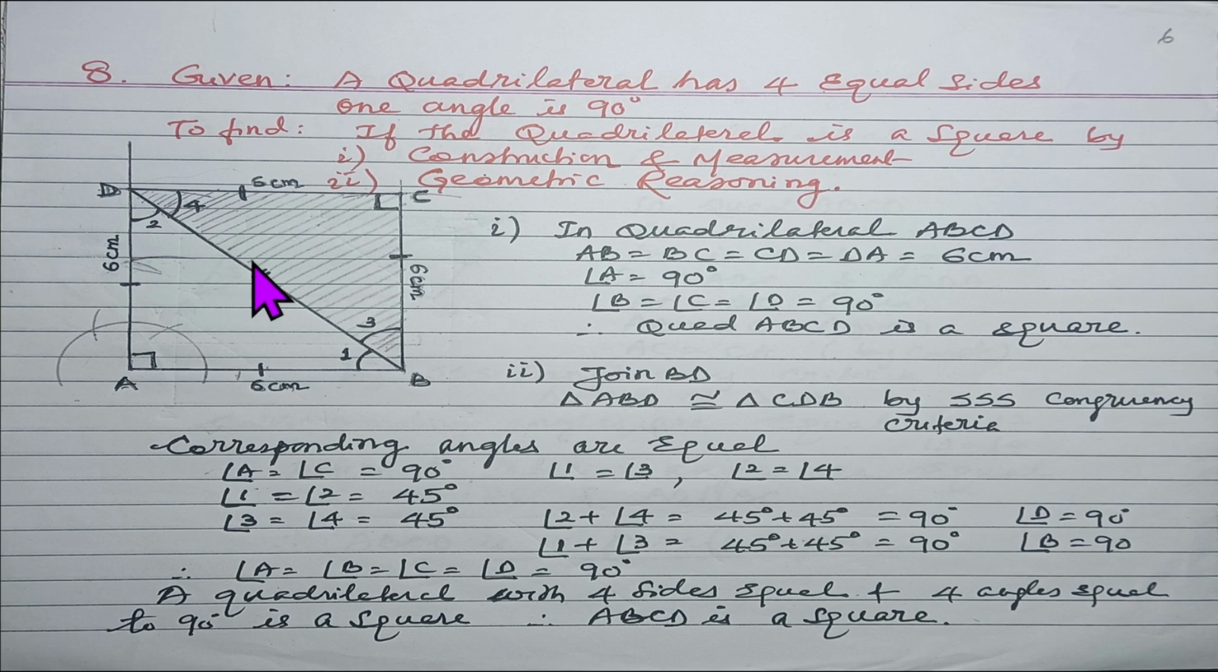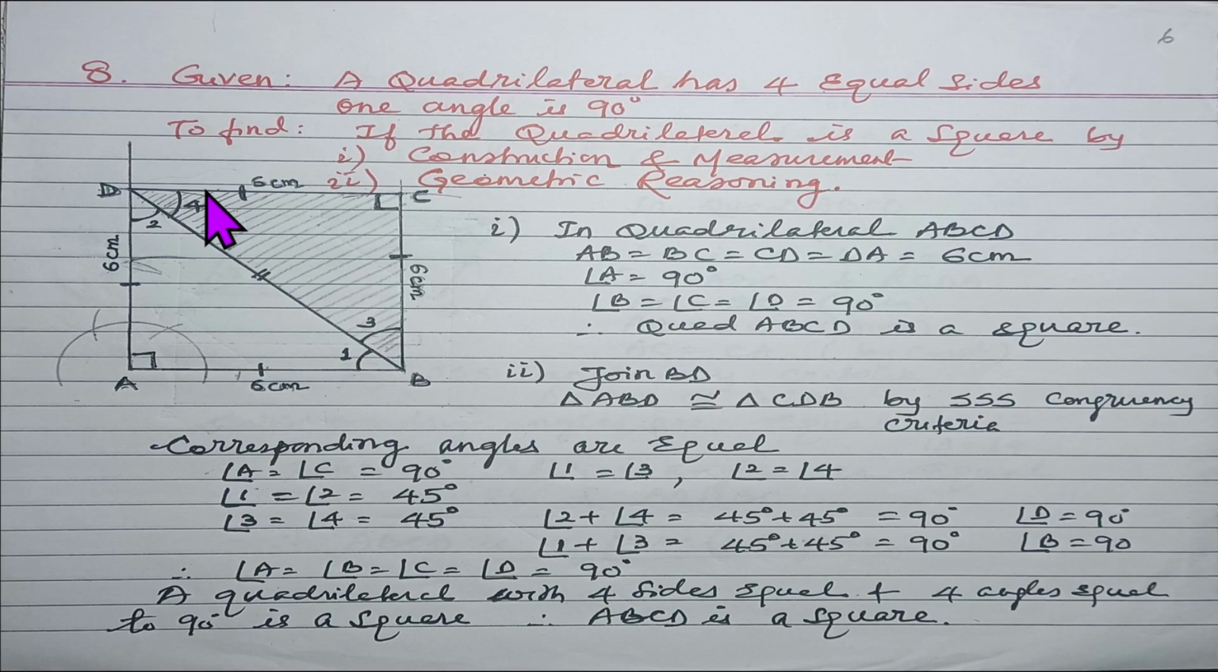Now to prove this logically, what we will do, join BD. Now in triangles ABD and CDB, we find that by SSS congruency, because AD is equal to BC, AB is equal to CD, and BD is common. Therefore by SSS congruency criteria, all the corresponding angles are equal. That means we have angle 1 equal to angle 4, angle 2 equal to angle 3, and also angle A is equal to angle C.